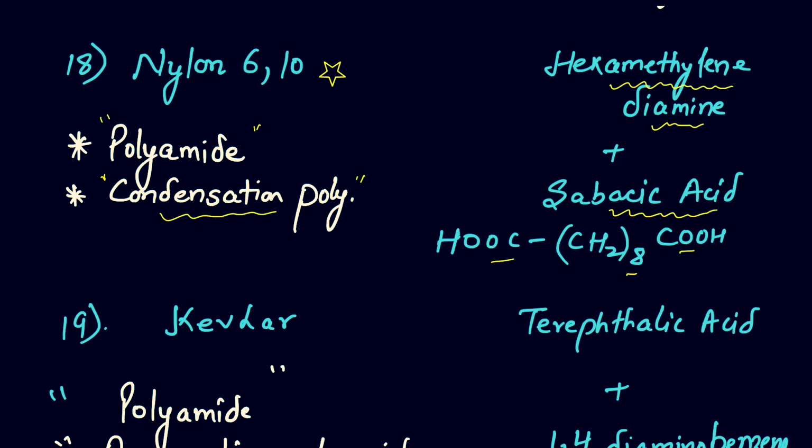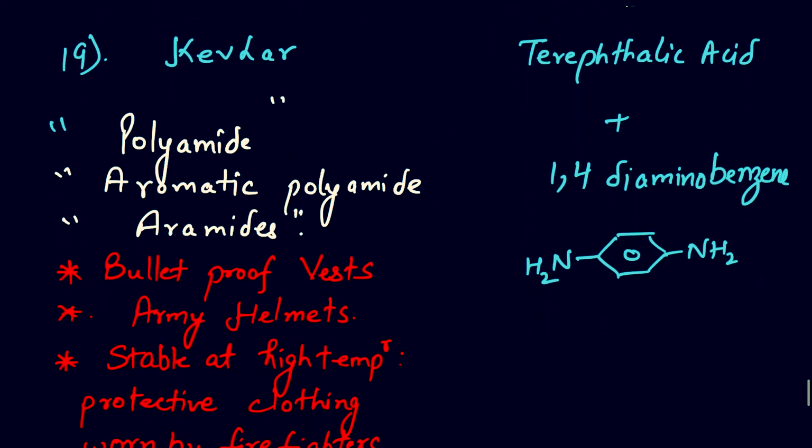Now our next polymer is Kevlar. Its monomers are terephthalic acid and 1,4-diamino benzene. Again, it is basically a polyamide. It is also known as an aromatic polyamide or aramide.